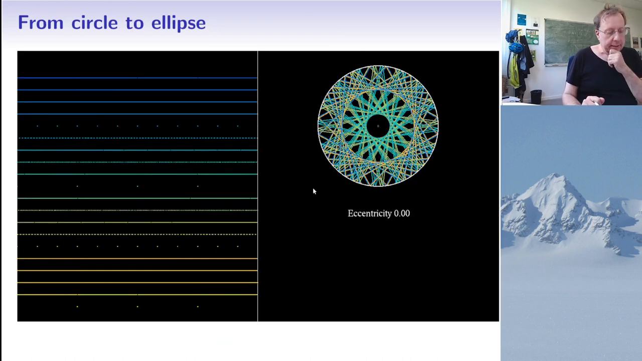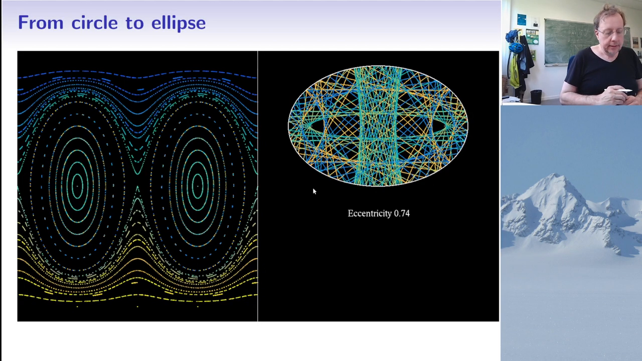Let's also look at what the phase space in general will look like. So this is an excerpt of a video. I put a link in the description. That is what happens for the circle. So for the circle, our orbits are parts of horizontal lines. However, if now I deform the circle to an ellipse, I get the following thing. So you see it's already more complicated.